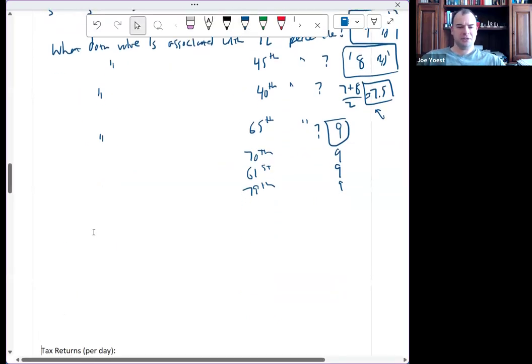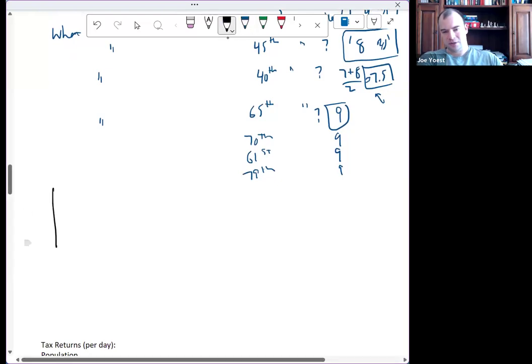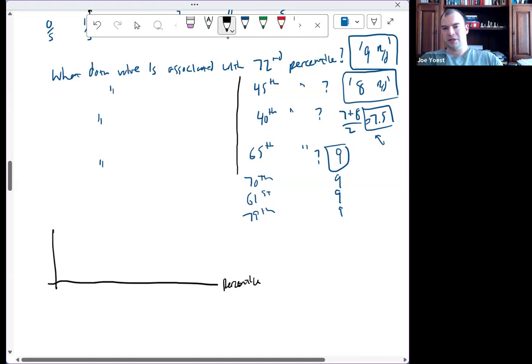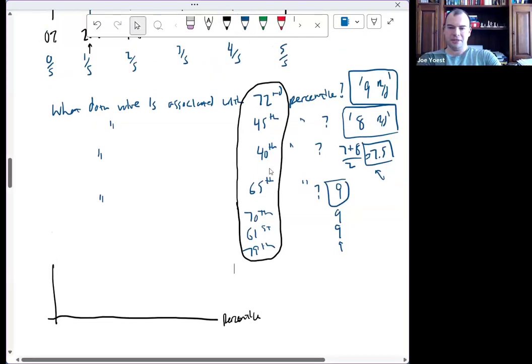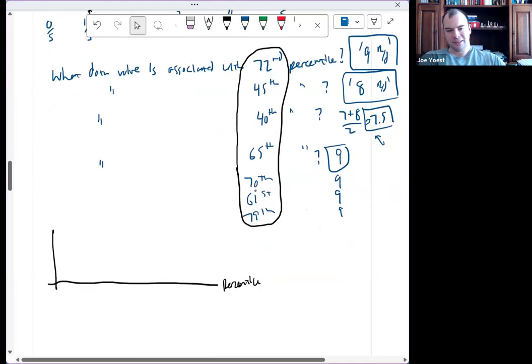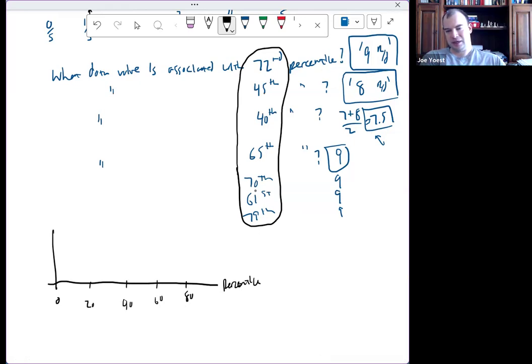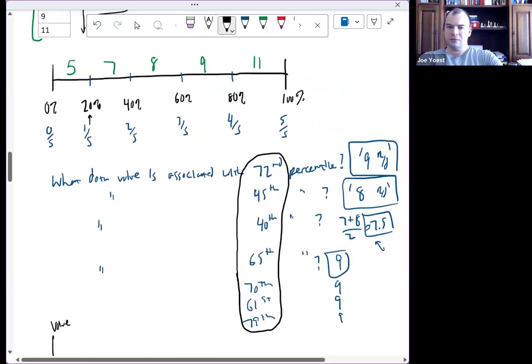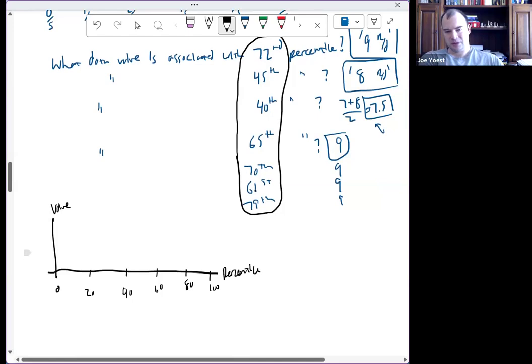If I was looking at a graph, this isn't a histogram or anything like that. This is a regular old math graph. If I was to look at the percentile as the input, so this number here is an input, this is like a function, right? I have these as inputs, and then for each of these, I yield a unique output. So I have like 0, 20, 40, 60, 80, and 100. And then the associated value, where are my values? 5 to 11. So let's make this 5 and this 10.